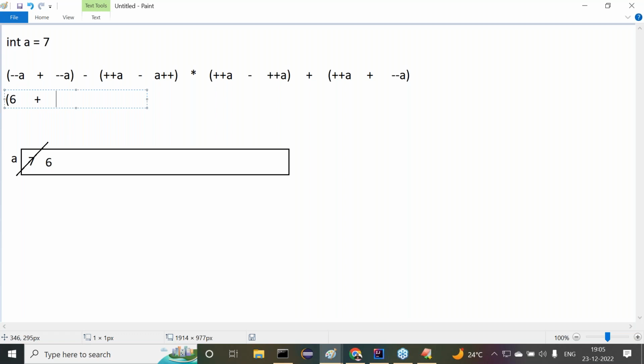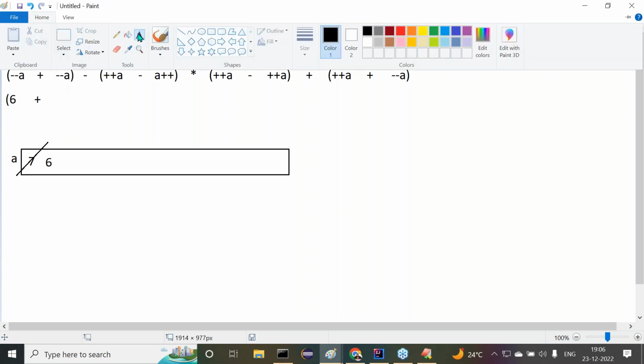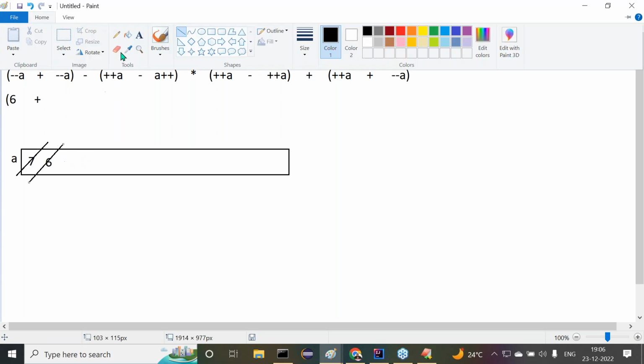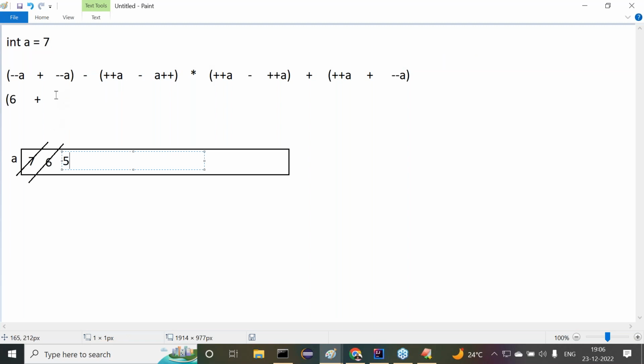Then after completion of this, again minus minus k. Again a pre-decrement. Observe carefully. That 6 value is decremented by 1. Here we are able to get the value 5. 5 is the value here we are getting.